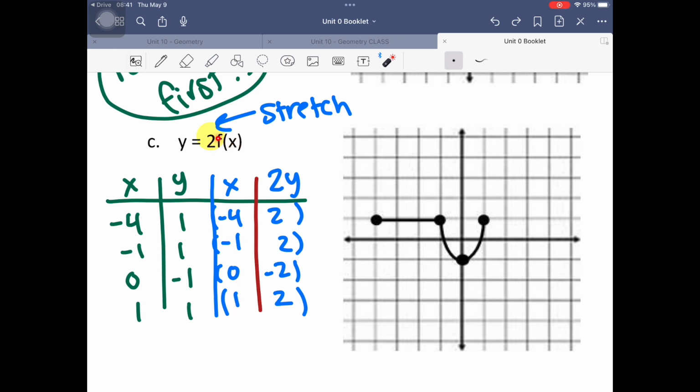Now we have a stretch by a scale factor of 2, so we're just going to multiply all the y values by 2, which is where this came from. Here are my new points. Okay, so I have -4, 2, -1, 2, 0, -2, and 1, 2. So this right here would be my new line. So we see that there was a stretch happening right here, which is exactly what we want.